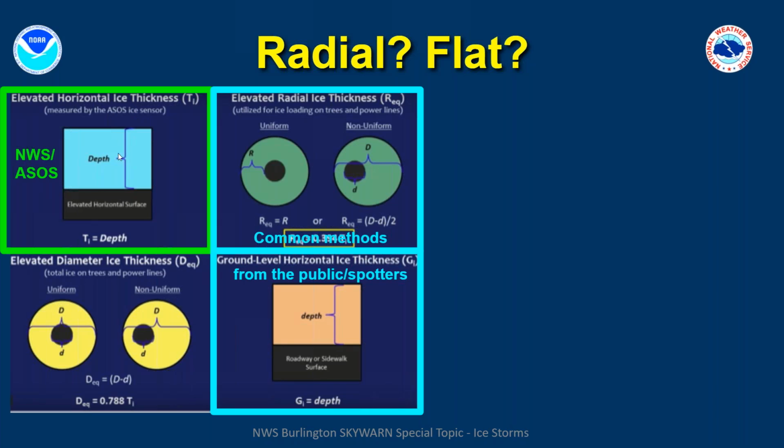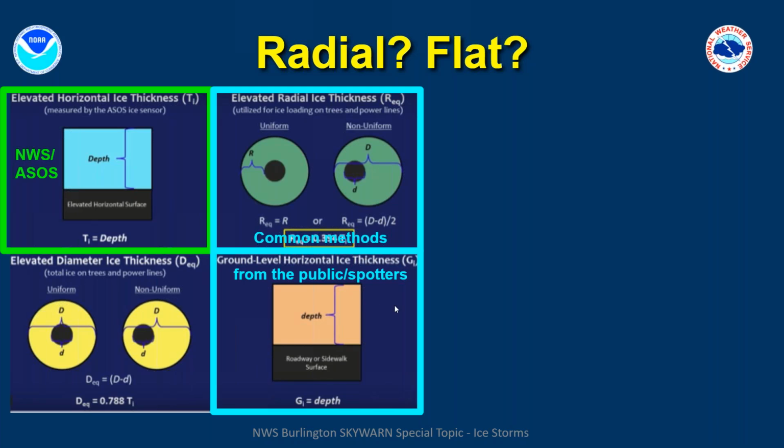It's taking a depth of ice above the ground, basically, whereas the radial ice thickness from a tree branch is going to be as shown here, and that's our standard way of collecting reports from the public. It's a relatively easy way of doing it, but you could also measure ice thickness on a horizontal surface on the ground, for instance. And that is basically equivalent to what ASOS does in terms of ice thickness, but typically there are differences between what is on a roadway or sidewalk versus what's elevated on a tree branch.